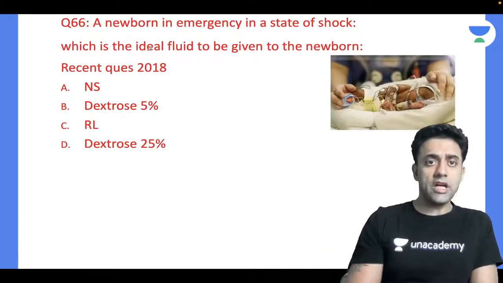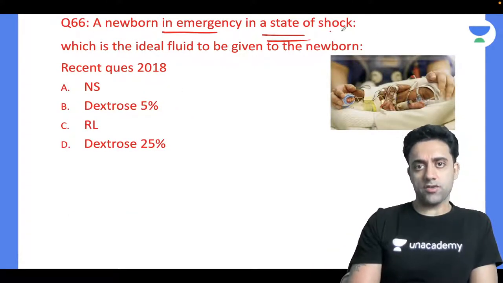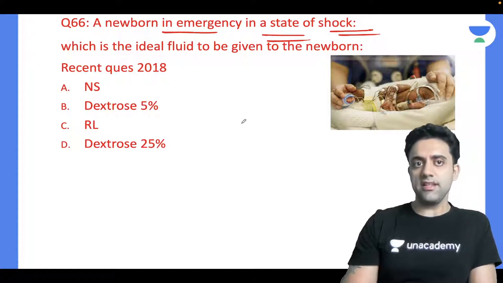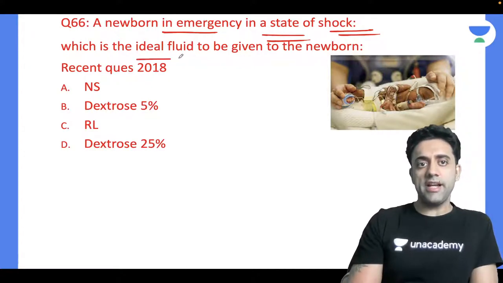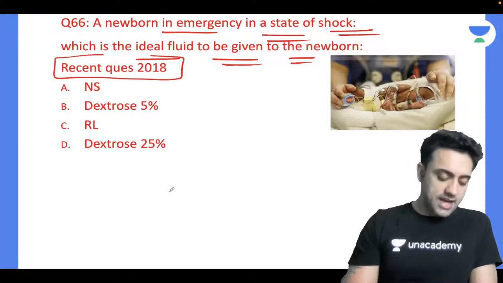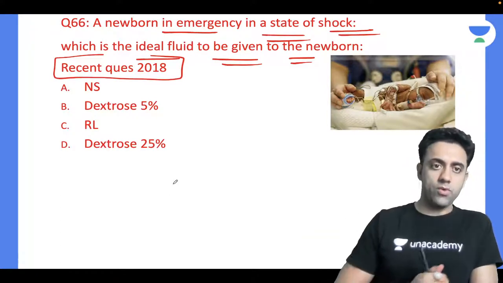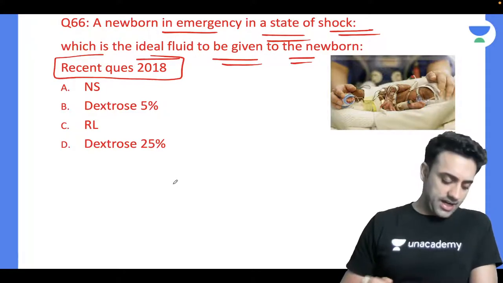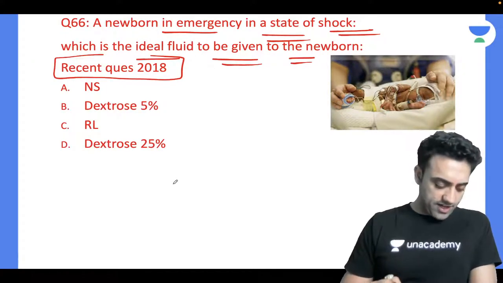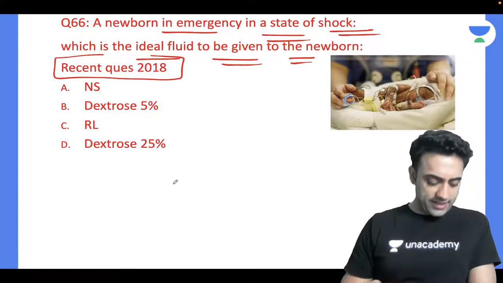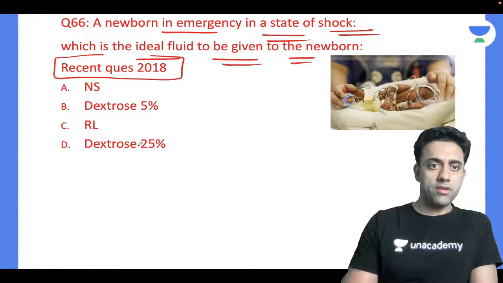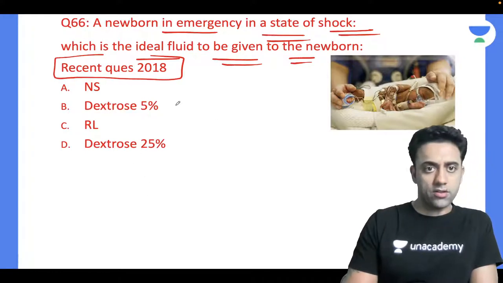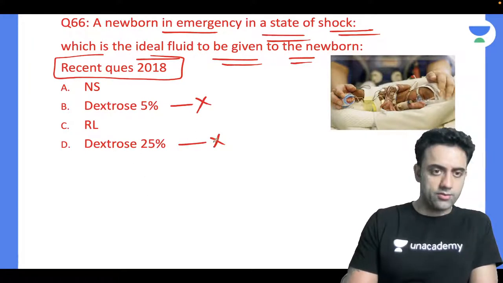Next question. A newborn in emergency is in a state of shock. Which is the ideal fluid to be given to the newborn? Recent question, 2018. The options are normal saline, dextrose 5%, Ringer lactate and dextrose 25%. What do you think? Anand, Osama, Nishi, Umesh. Umesh is also wrong and Osama is also wrong.